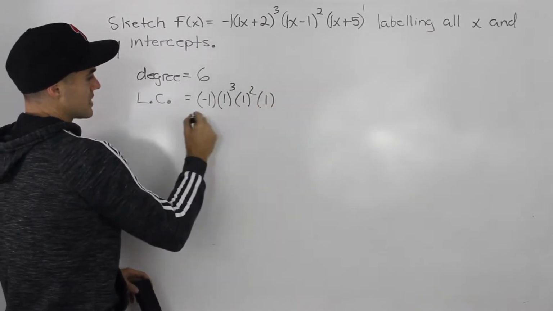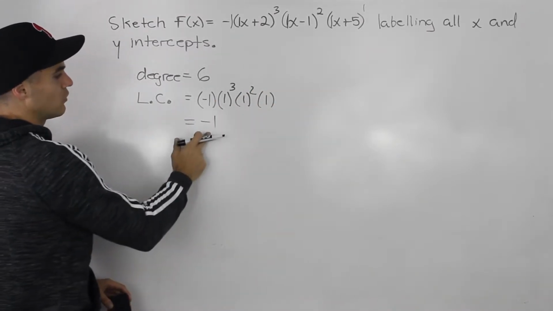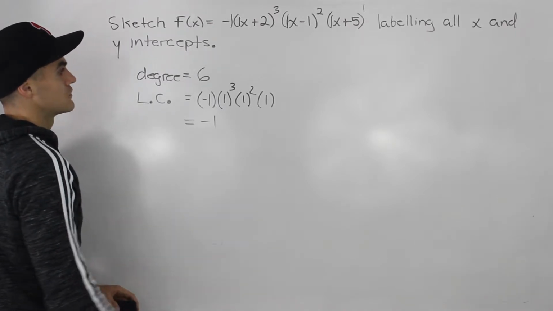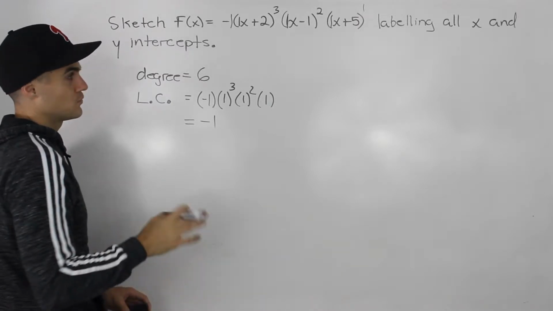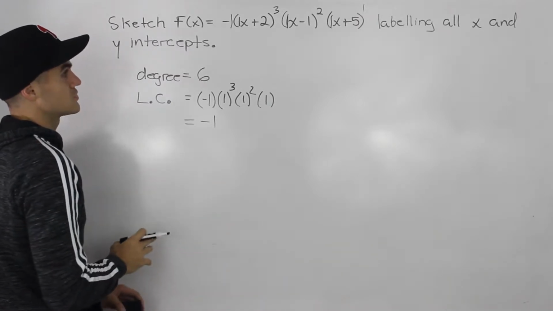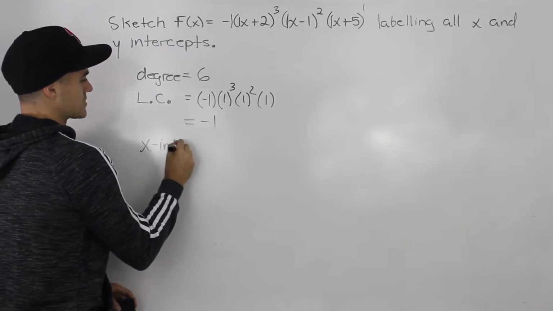So when you multiply all this out, you'll end up getting simply -1. So the leading coefficient is negative. So we have a degree of 6, leading coefficient is negative. So we already know what the end behaviors are going to be like. What about the x-intercepts?